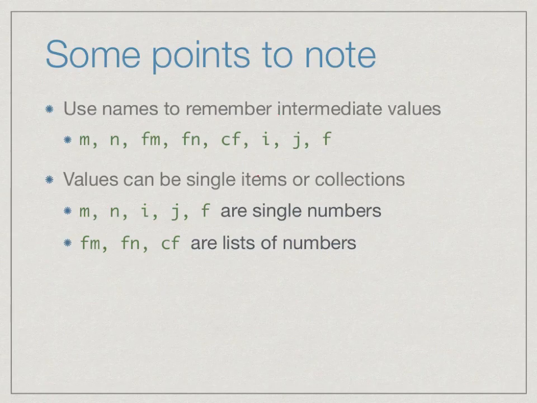The second point to note is that a value can be a single item. For example, m, n are numbers. Similarly, i, j, and f at each step are numbers. So these could be single values, or they could be collections.